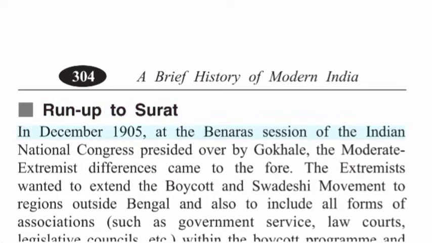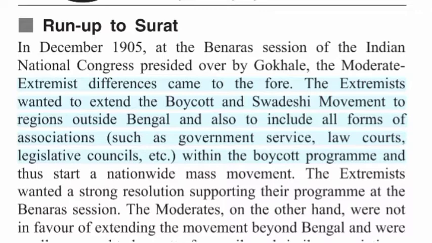Run up to Surat. In December 1905, at the Benares session of the Indian National Congress presided over by Gokhale, the moderate-extremist differences came to the fore. The extremists wanted to extend the boycott and Swadeshi movement to regions outside Bengal and also to include all forms of associations, such as government service, law courts, legislative councils, etc. within the boycott program and thus start a nationwide mass movement.